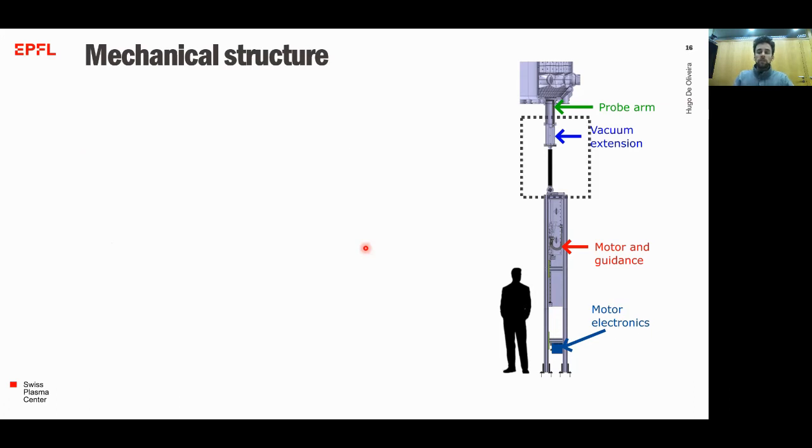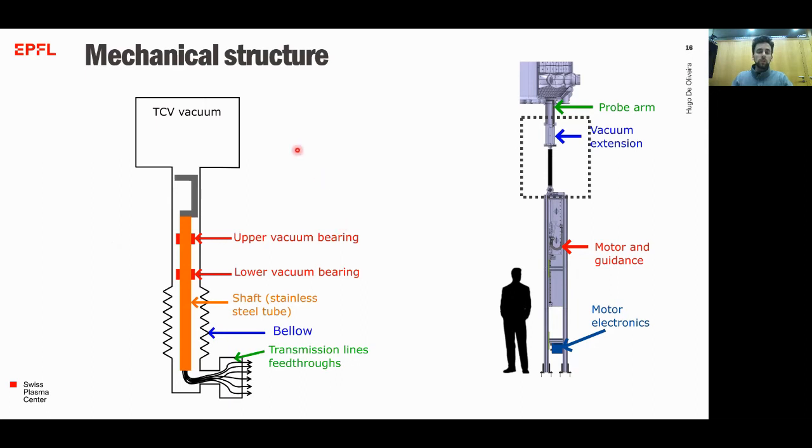The part of the diagnostic which is in the vacuum is shown here in a simplified sketch, where you can see that we share the vacuum with the tokamak, meaning that we rely on the tokamak turbo pumps to maintain the vacuum. This is done in order to save space, because we don't have space for an auxiliary system for vacuum. The motion is being guided by two separate bearings in the vacuum that are high melting point polymers.